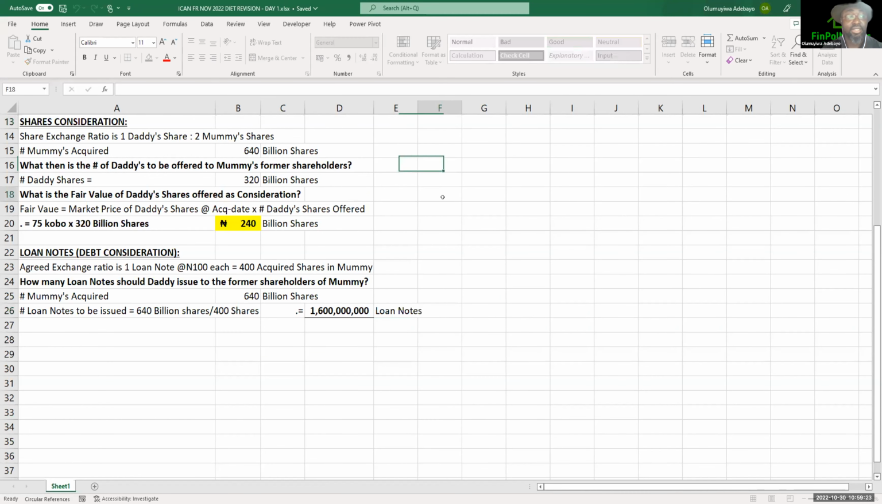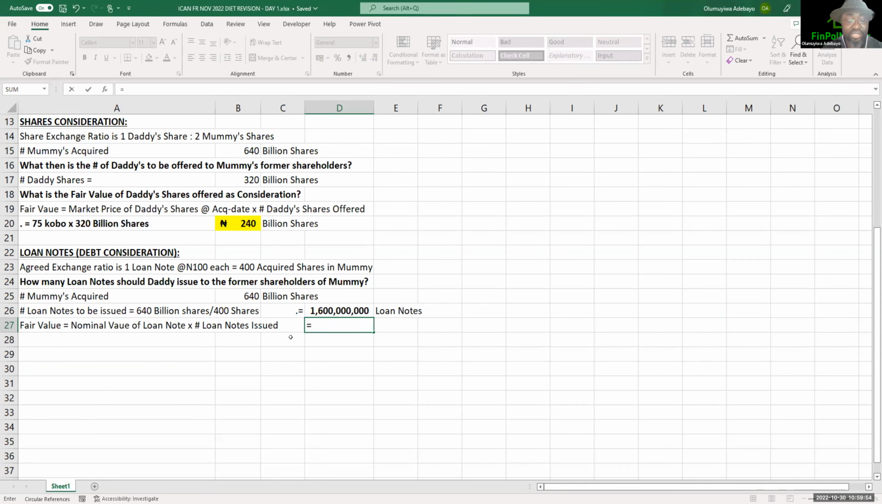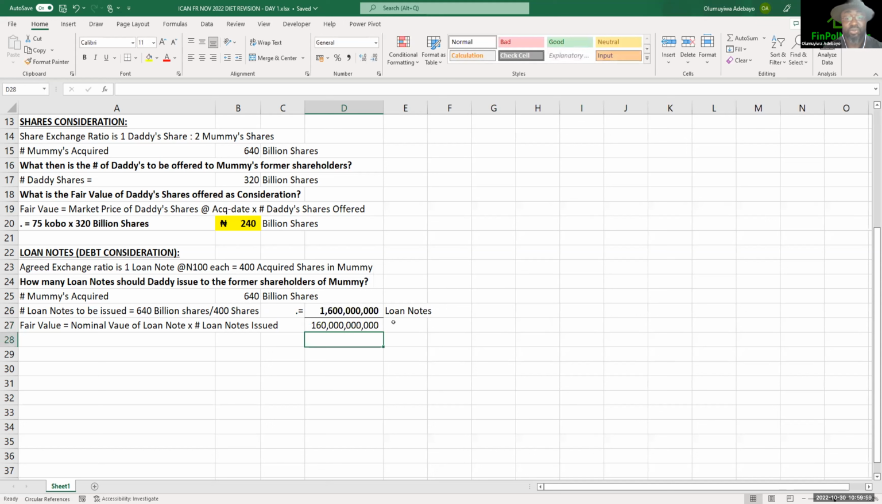Okay. Now, each loan note is how much? What is the fair value? Similar to what we did here, the fair value will now be the nominal value of loan notes multiplied by the number of loan notes issued. And what is that? That is the 100 Naira multiplied by 1.6 billion. And that will give us this amount.